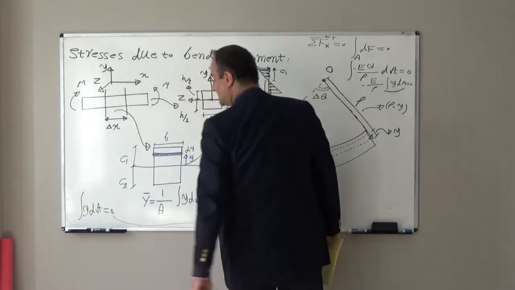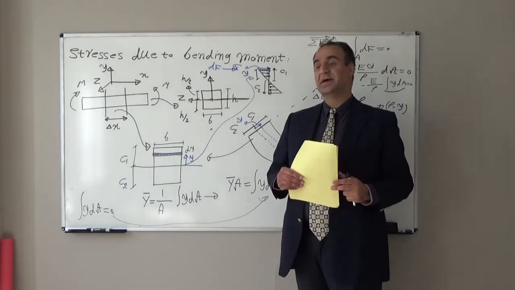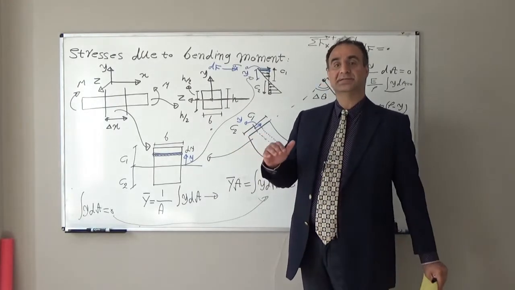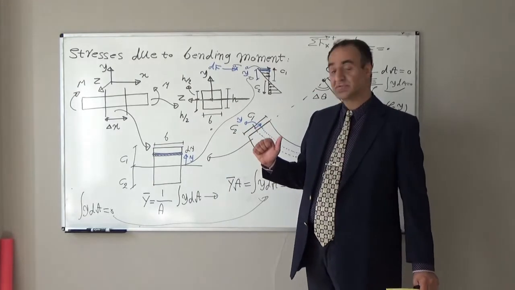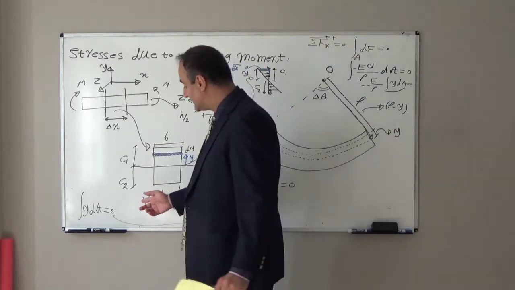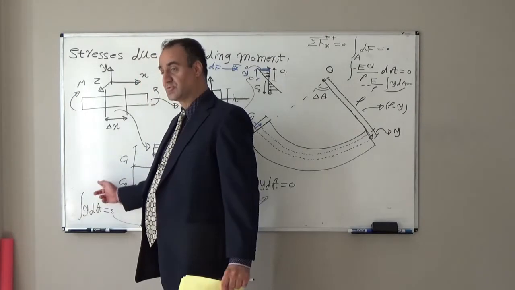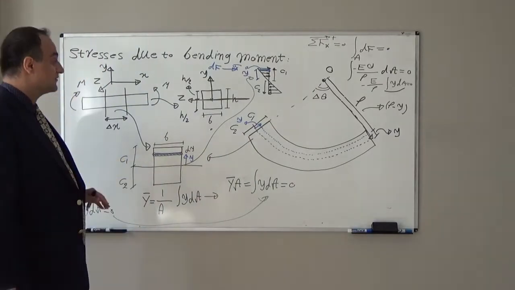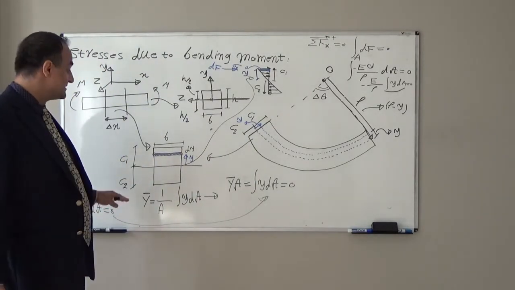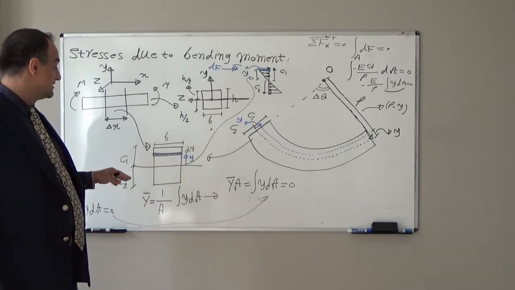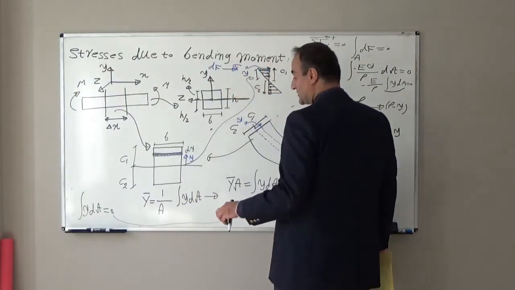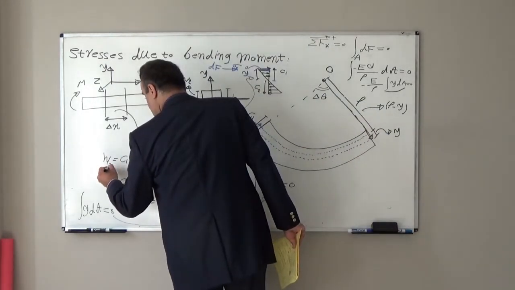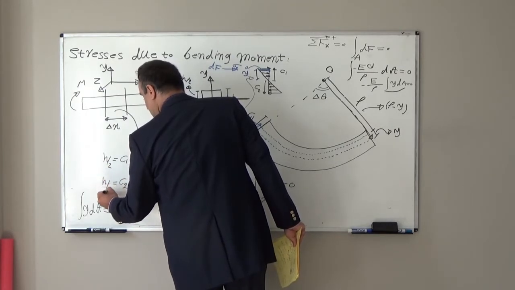So moment of area with respect to the axis that passes through the centroid is equal to 0. This is the definition of the centroid location. So from here we can understand the location of the neutral axis is at the centroid of the cross section. If this is a rectangular cross section and the entire height is h, C1 should be h over 2 and C2 should be h over 2.